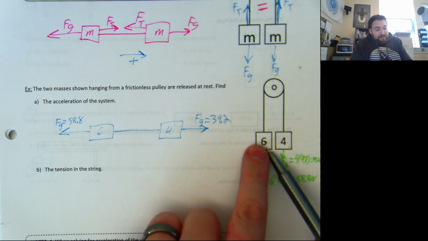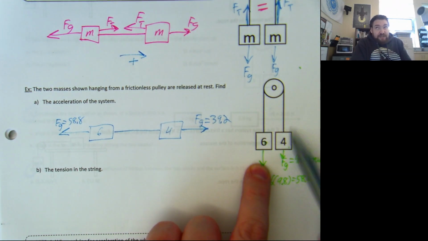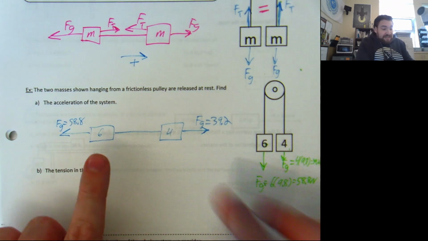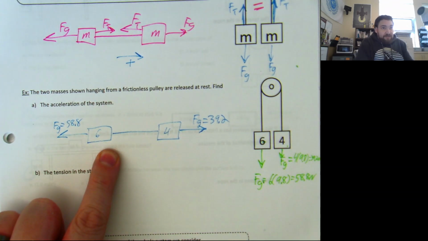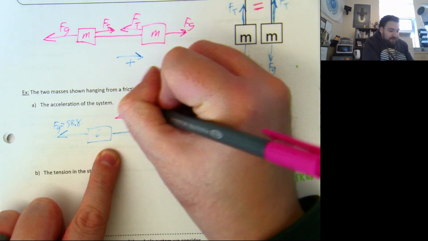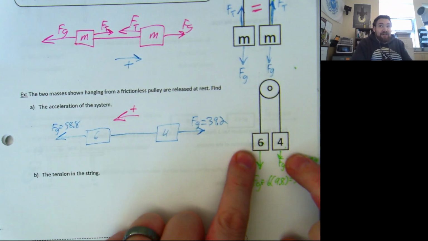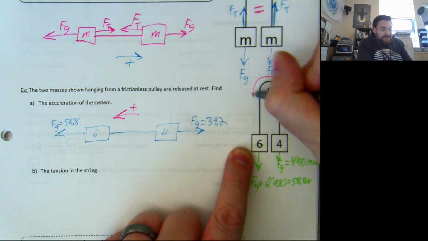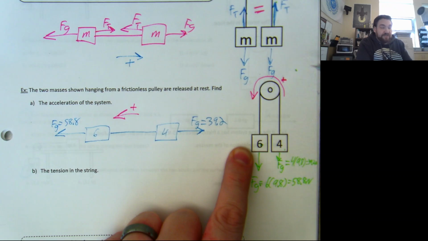Because this block is dropping and this block is rising, which way do you want to call positive? In this diagram, you want to call to the left positive. Okay, that makes a lot of sense. So in this diagram, if this is the one you're analyzing, what would be considered positive? Counterclockwise. Up, over, and down this way would be considered positive.